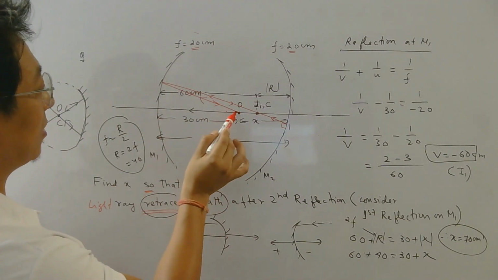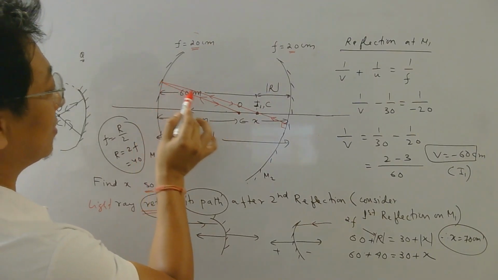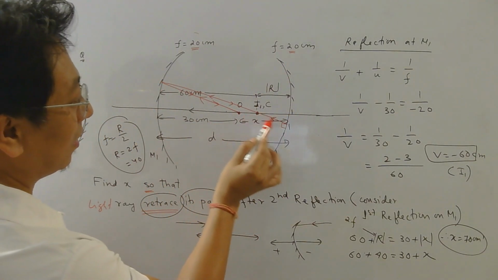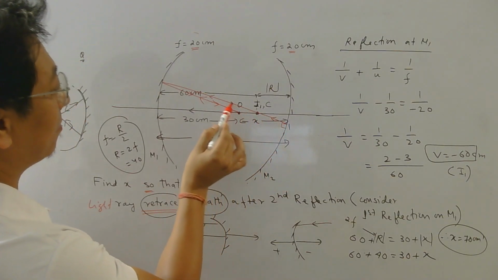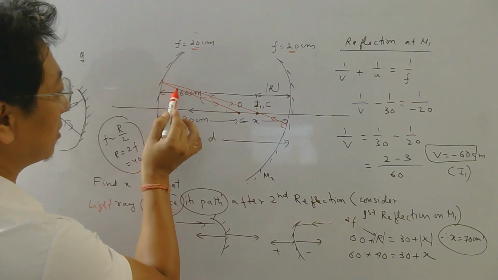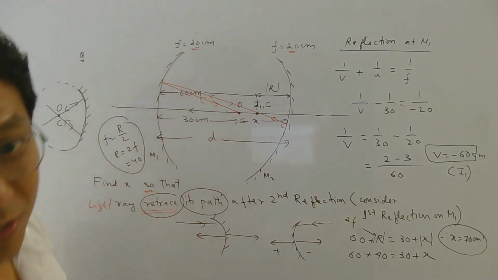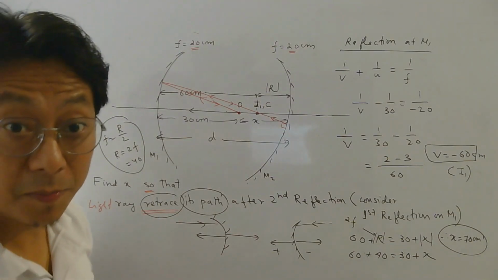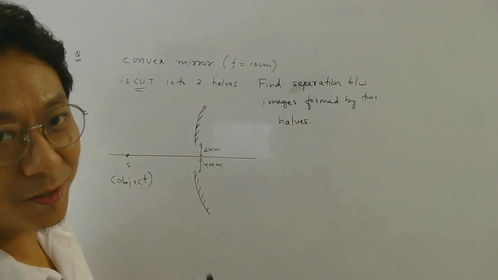Okay, let me show once more. First reflection, second reflection is going normally to this mirror, and therefore it will retrace the path. Third reflection, and retrace means it will go back along the same path. So after the third reflection, the image will be formed here itself. Try to remember that also. Okay. So let's see the next question.